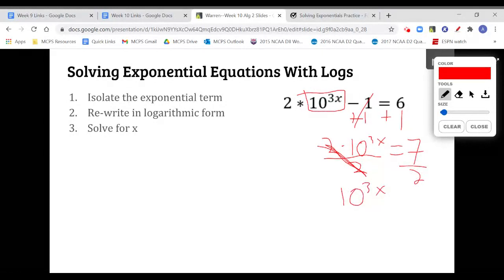That leaves me with 10 to the 3x is equal to 3.5. Okay? And from here, my exponential term has been isolated, so check, done with step 1. Step 2 is to rewrite in logarithmic form.